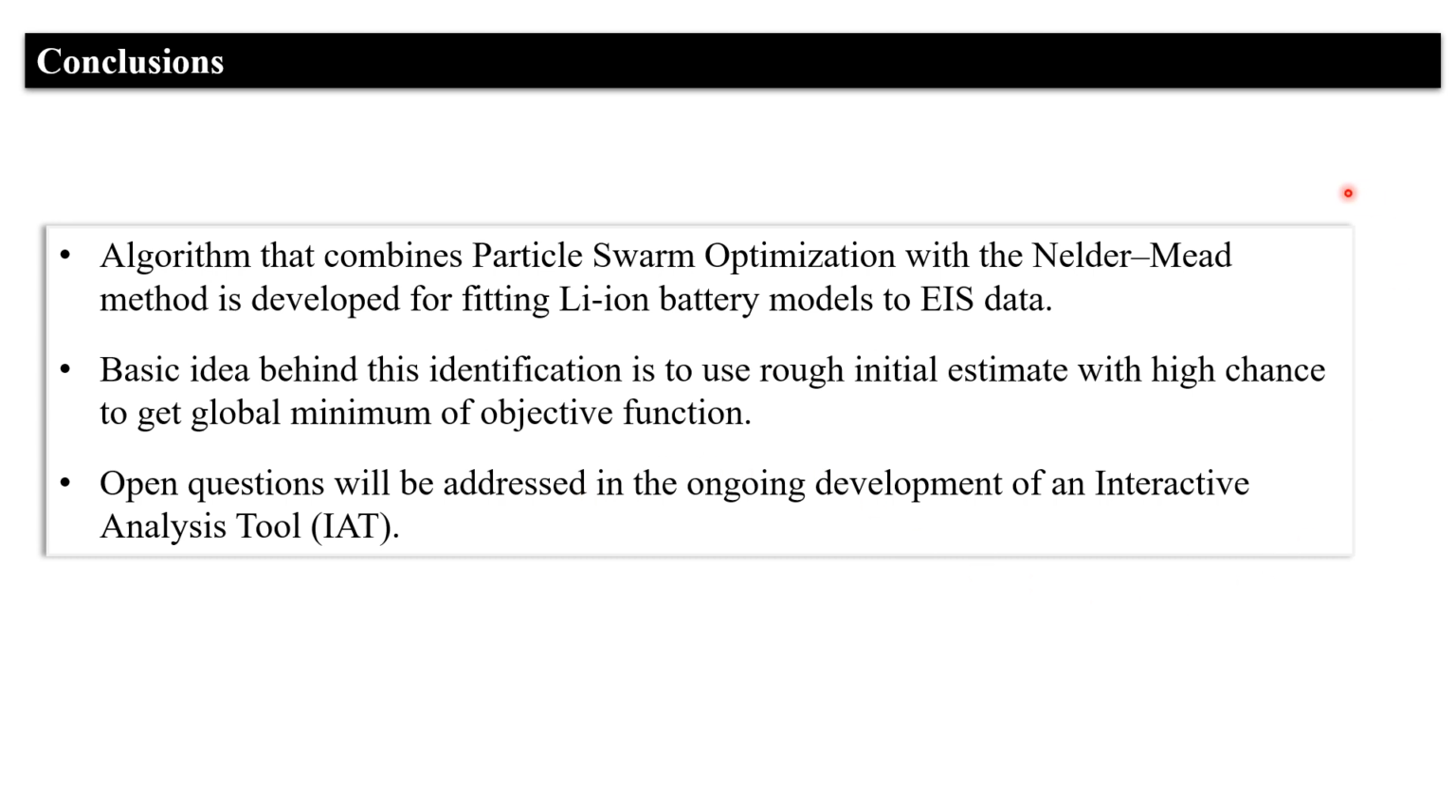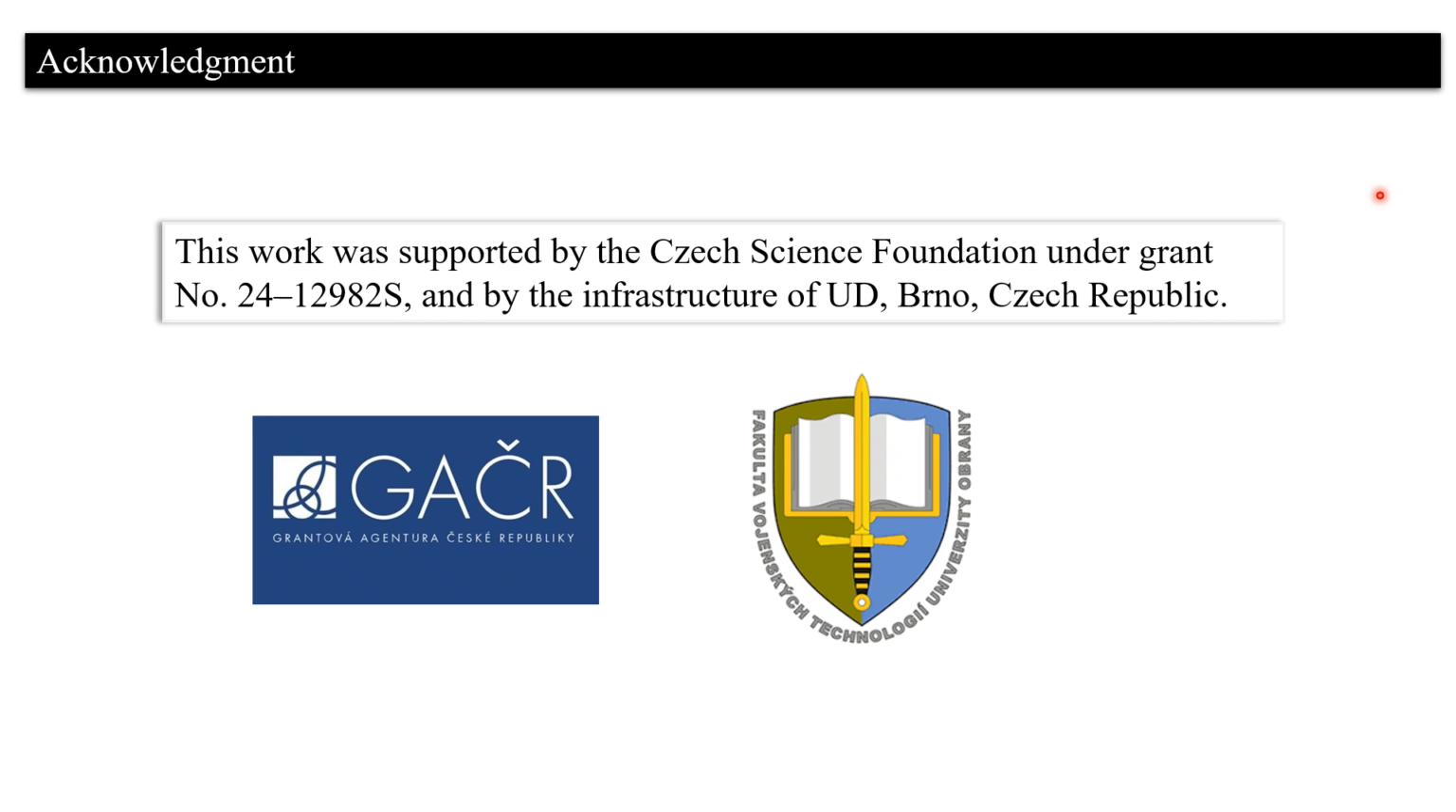Here are the conclusions. We developed a hybrid optimization algorithm to identify an impedance model for a battery, using a rough and very quick estimate with a more accurate, or let's say more demanding but more robust, optimization/identification tool. And in the future we will answer the open questions during the ongoing development of an interactive analysis tool. And that was all from our side.